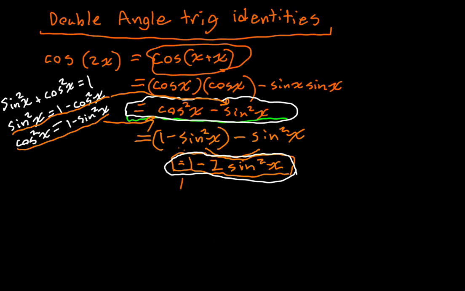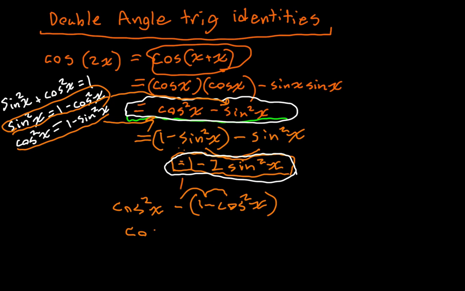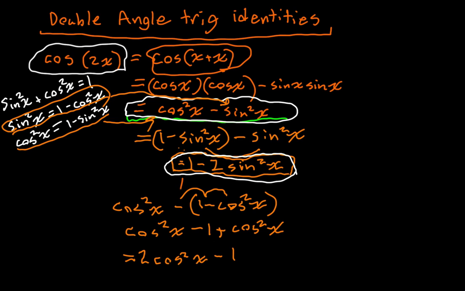So we're plugging in our formula here for sine squared of x. We're going to have cosine squared of x minus, what's sine squared of x? 1 minus cosine squared of x. So this minus distributes out, and we're going to have cosine squared of x minus 1 plus cosine squared of x. Those cosine squared of x's combine, we're going to have 2 cosine squared of x minus 1 as our third form of our original cosine of 2x up here.